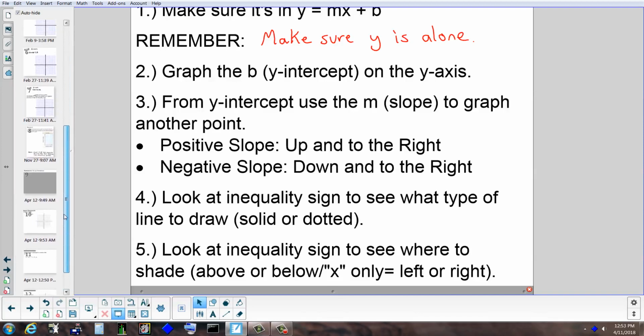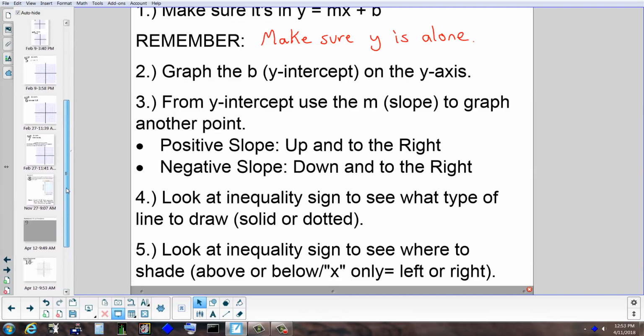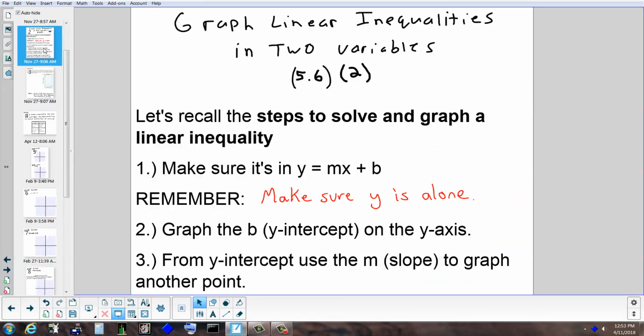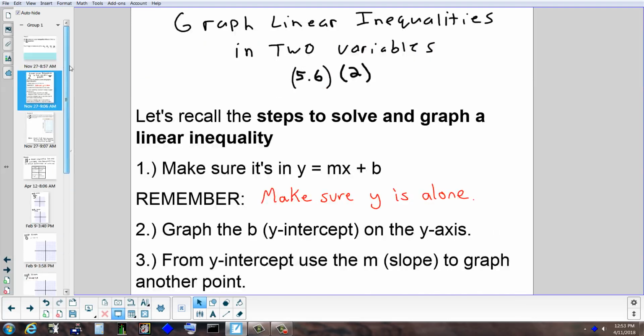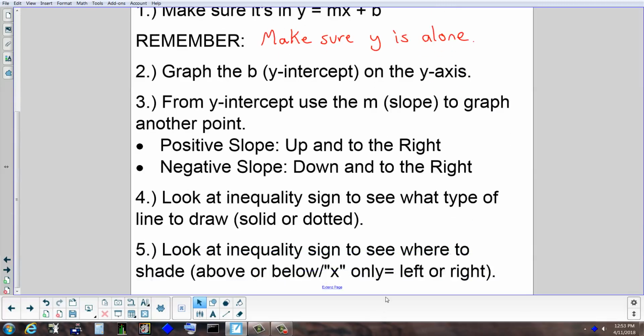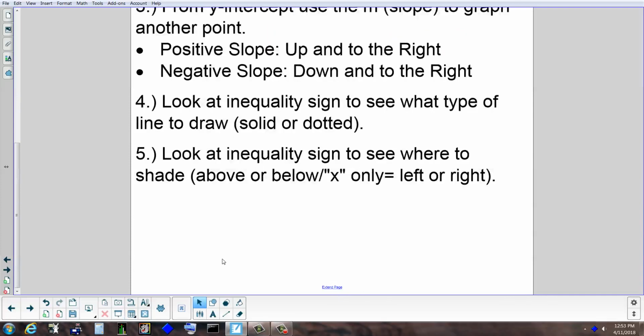So again, all these steps are exactly the same as yesterday. How do we know when to shade above and when to shade below? When would I shade above the line? What sign would I have? The greater than, or the greater than or equal to. What about below? Less than. And like someone said yesterday, here's our greater than or equal to, here's our less than, here's our less than or equal to. Look where the arrow's pointing, to the right. They're both pointing to the right.